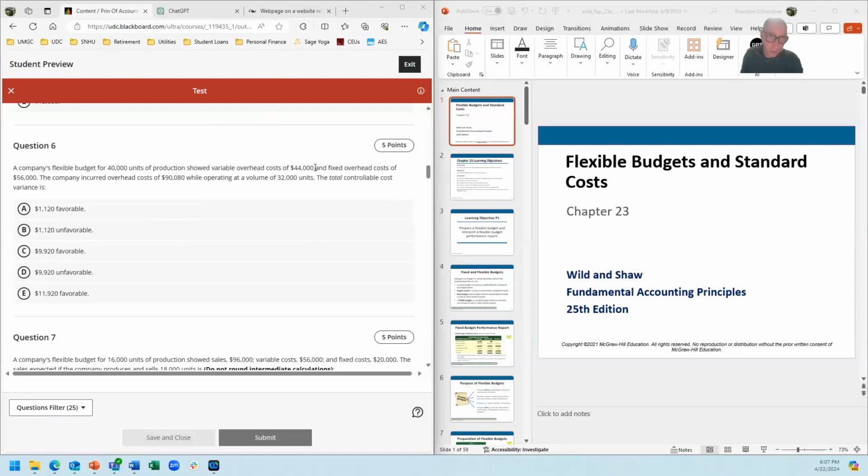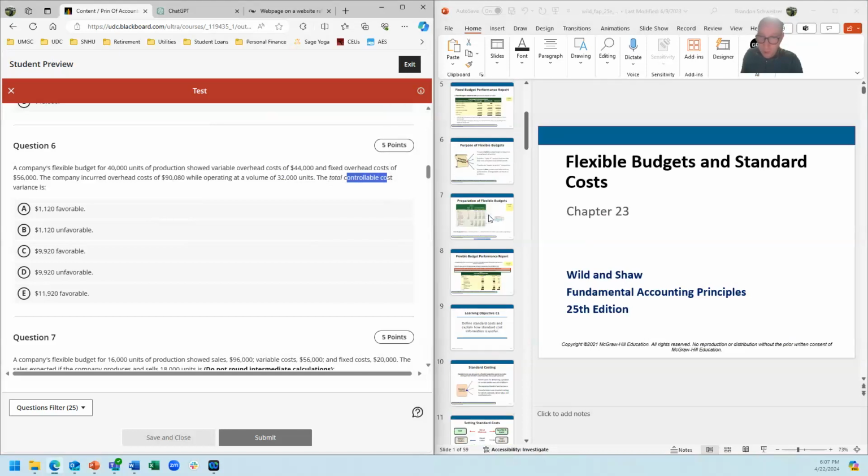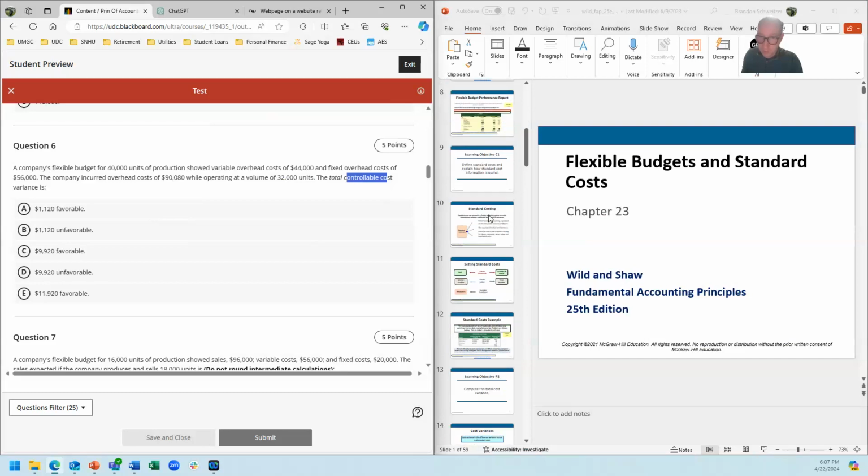40,000 units, showed variable overhead of 44, fixed overhead of 56, company incurred overhead costs of 90 and change, while operating volume is at 32,000. The total controllable cost variance. So you come to your PowerPoint slide, you look for controllable cost variance.